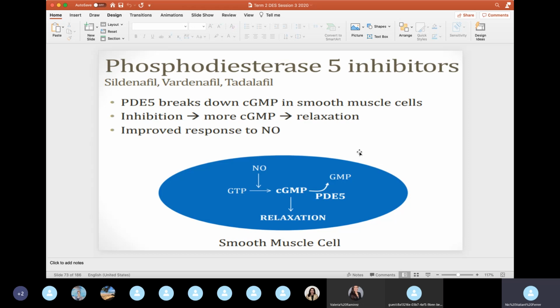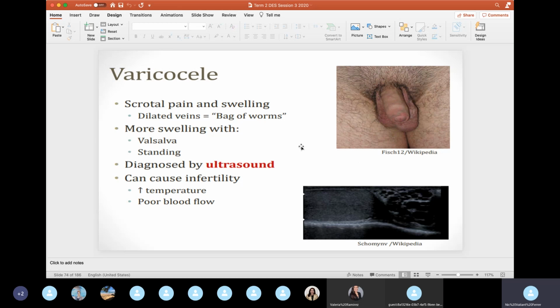Now this one, this is high yield. Another high yield is varicocele. So varicocele, what do I mean by varicocele? This is scrotal pain and swelling. You have dilated veins. You have the bag of worms appearance.